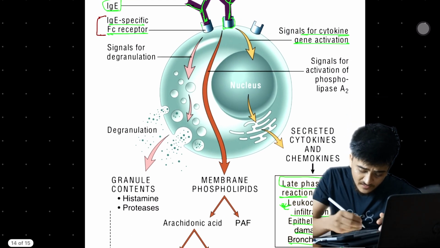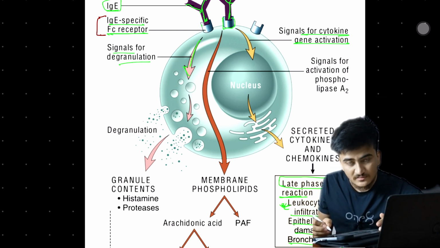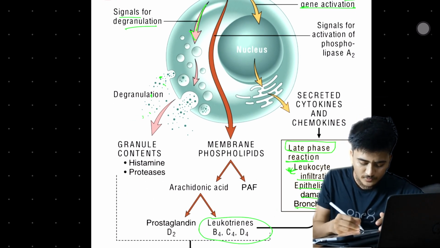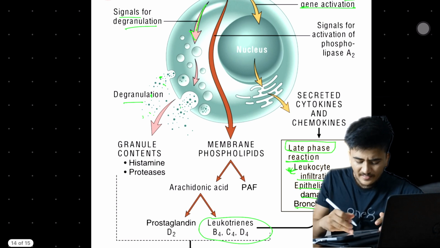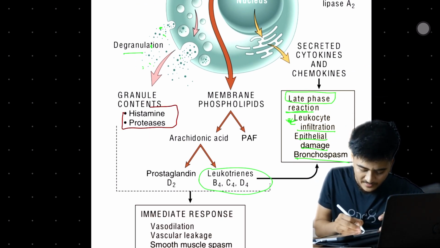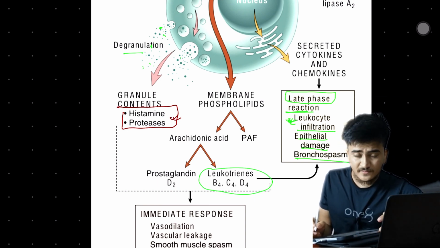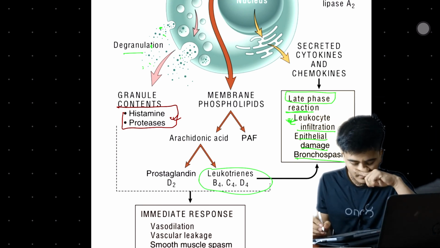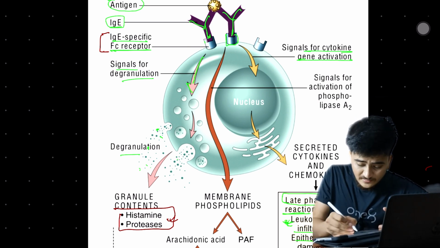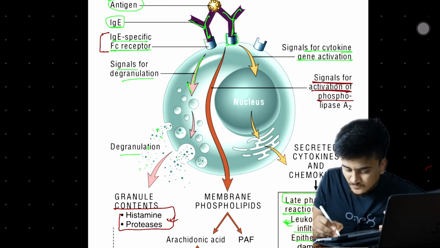Now another thing is there will be a signal for degranulation. That means the granular contents present in the mast cells are released by the process of degranulation. And what are these granule contents? These granule contents are histamine and proteases, and we have already talked about their role in different complications.